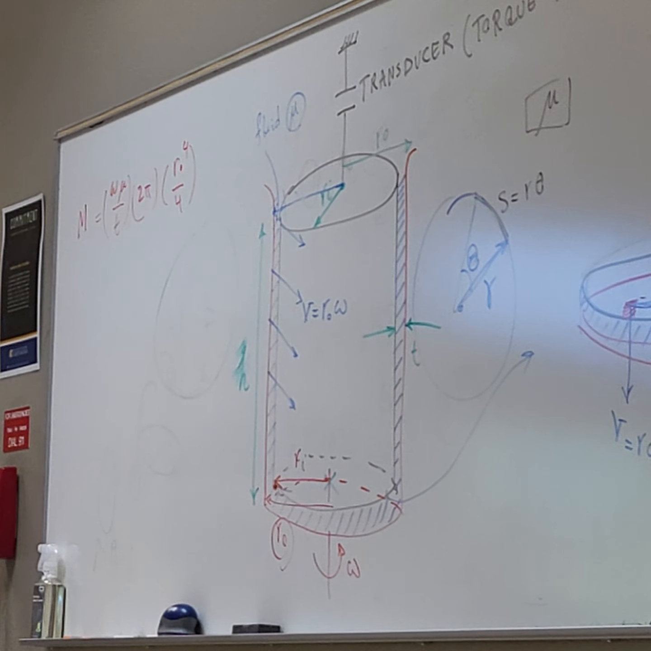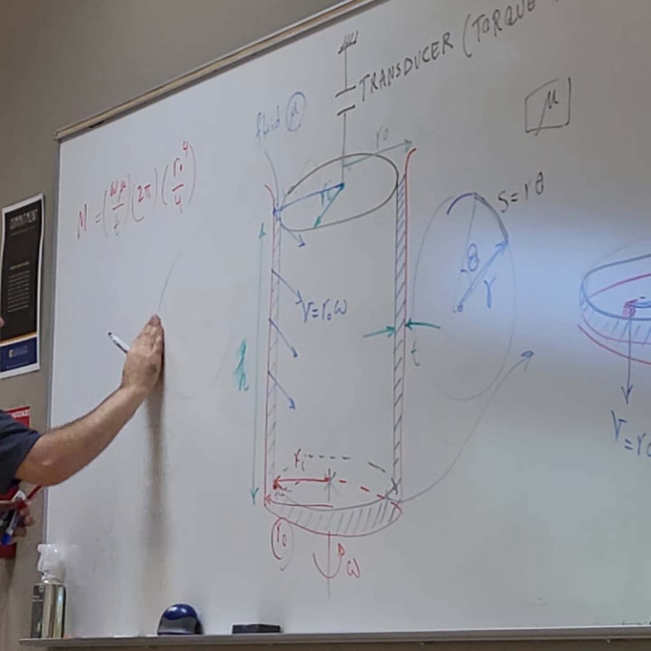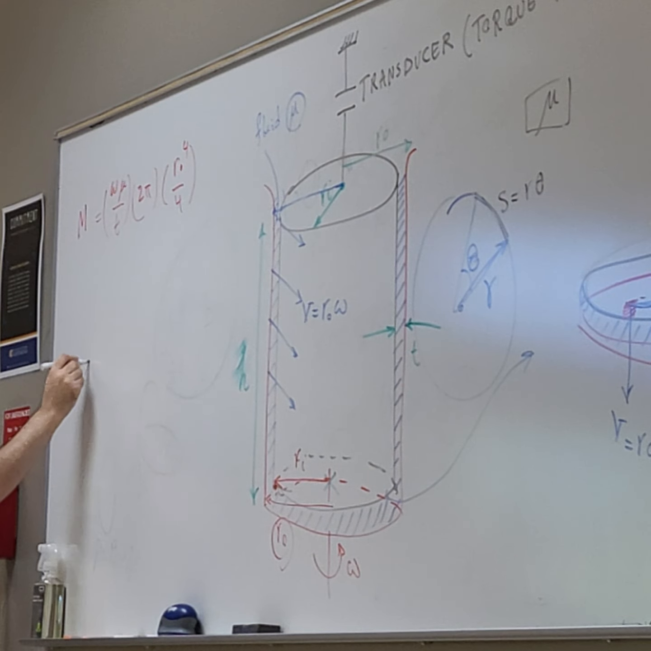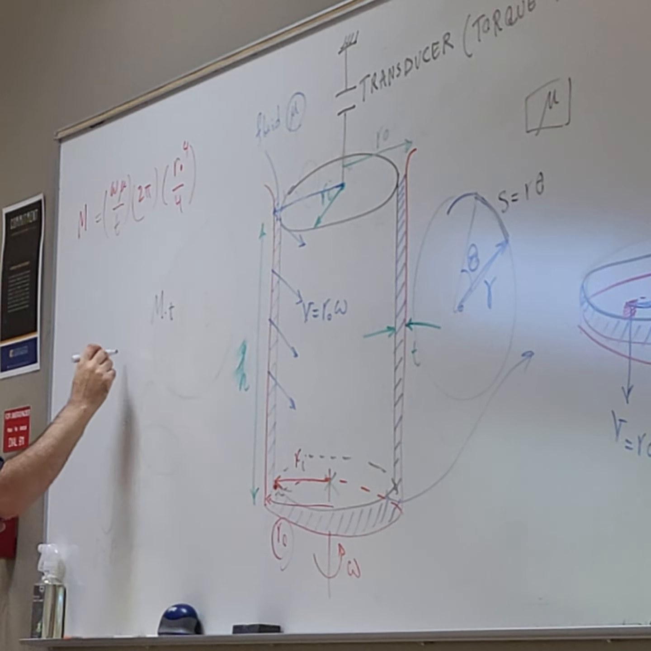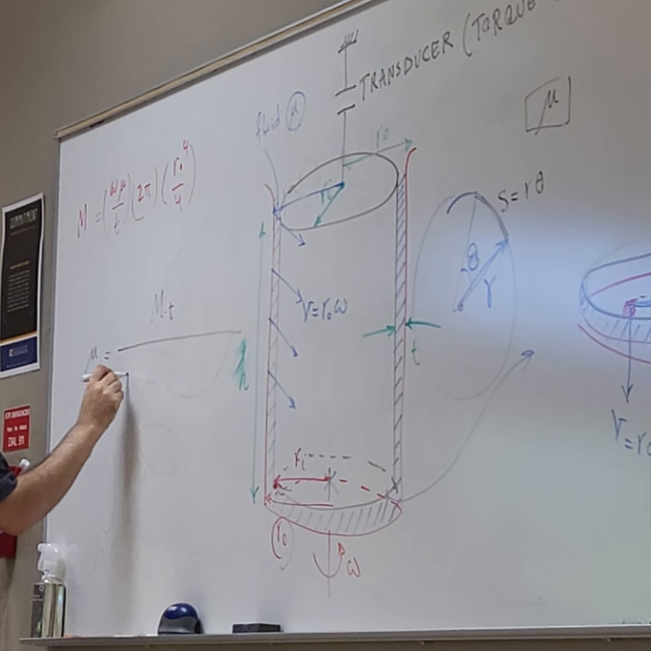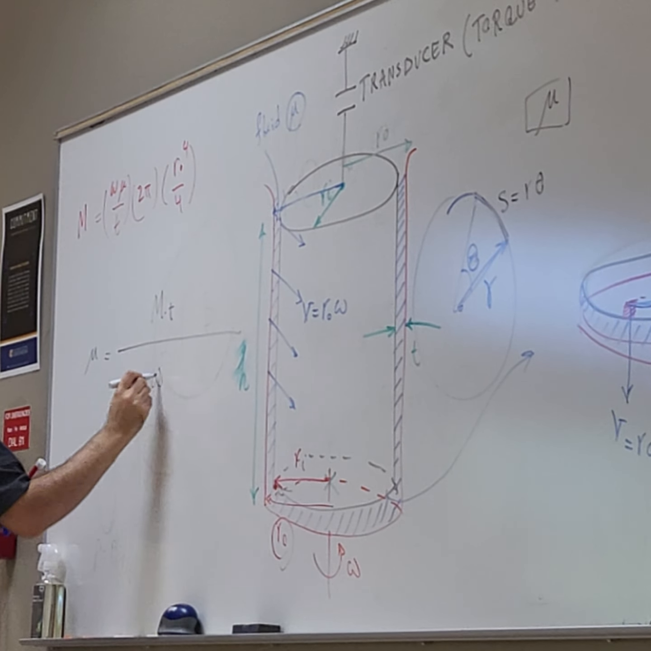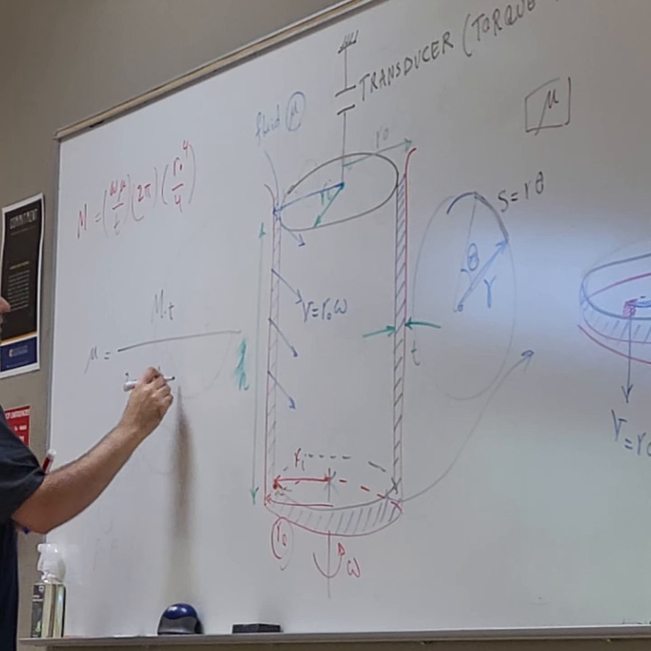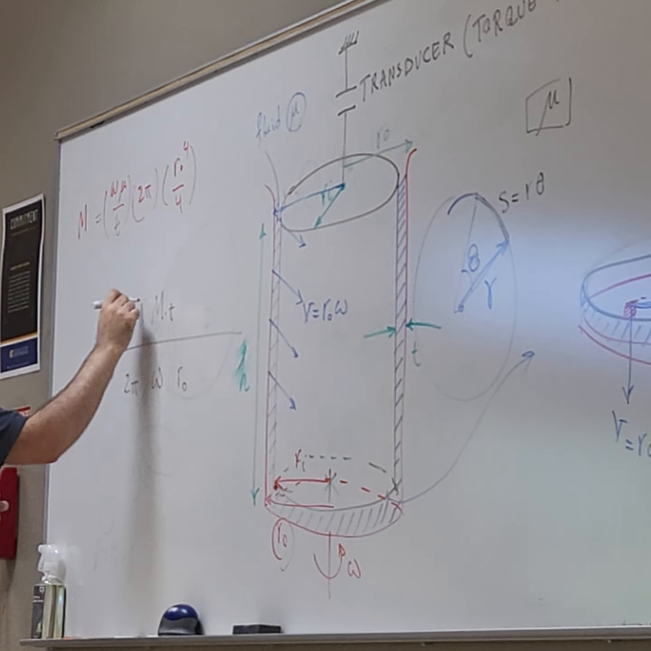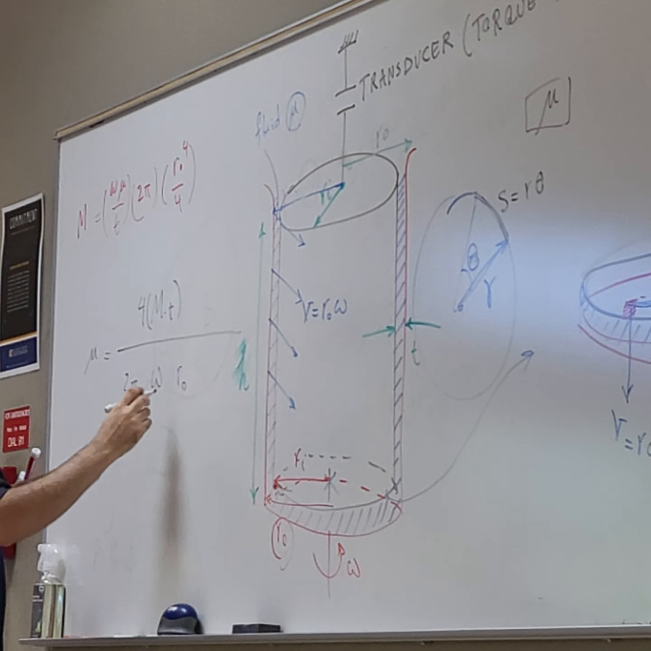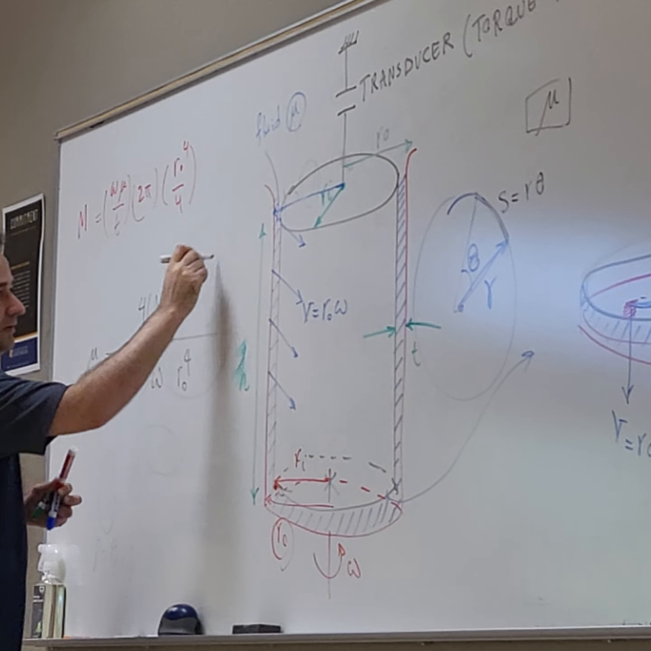Now solve that for mu, and you get the equation: mu is equal to M t divided by 2 pi omega R, and this 4 also goes to pi, for a disk.